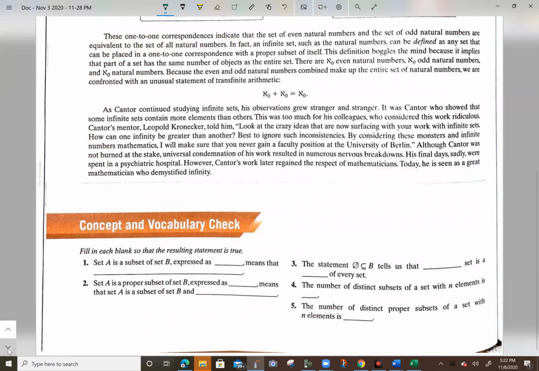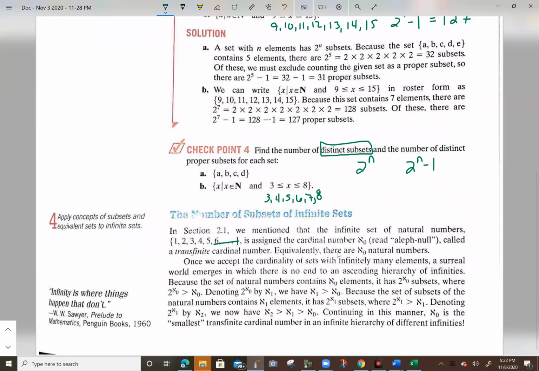Oh, and it doesn't actually ask us to do any examples of that, sorry guys. So just a little reminder, there are different types of infinities. All right, let me know if you have any questions.